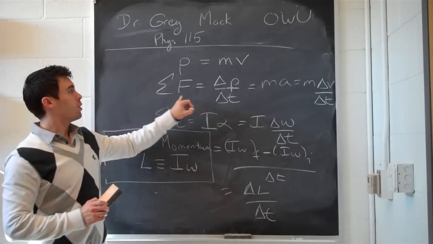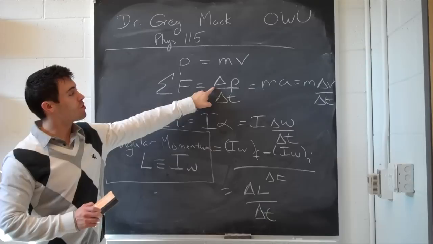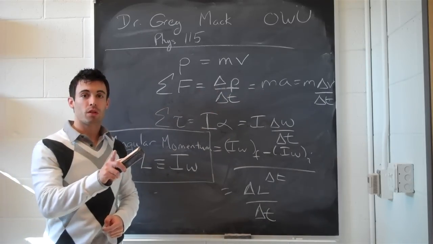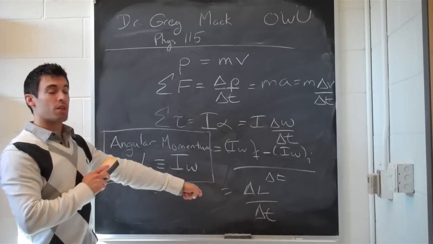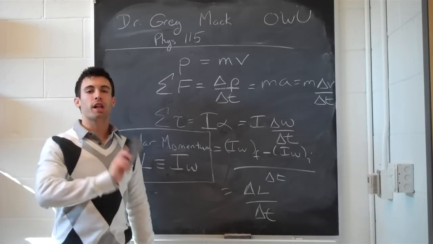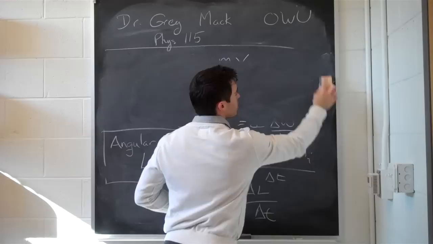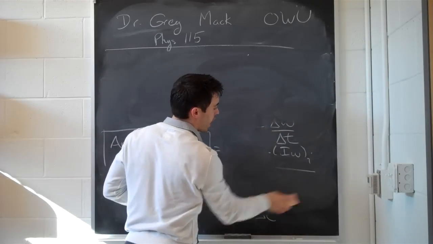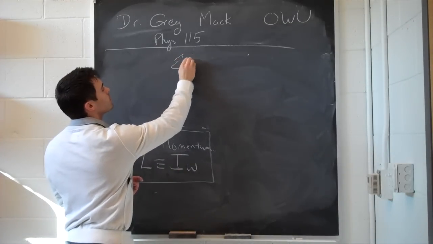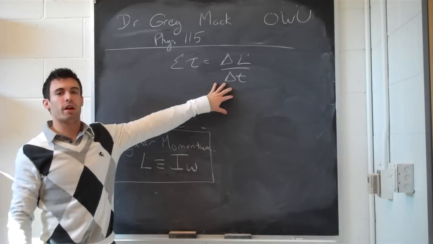In this situation, where the sum of our forces is equal to delta P over delta T, if we have no net force, that means there's no change in P with respect to time, or linear momentum is conserved. Now, if we have no net torque, then that means that 0 is equal to delta L over delta T, which means that angular momentum is conserved. And so, we can characterize that by the I omega, but let me write this down. Sum of our torques is equal to delta L over delta T.